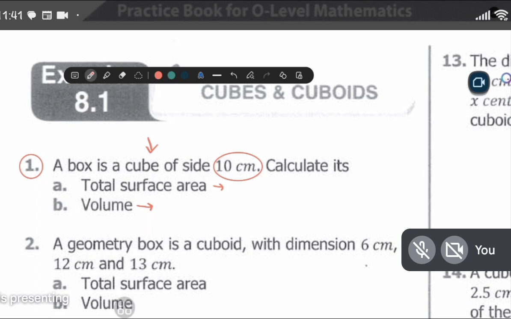It's a cube, right? What is the formula for a cube's volume? What's the formula for its surface area? Tell me quickly, let me move forward.